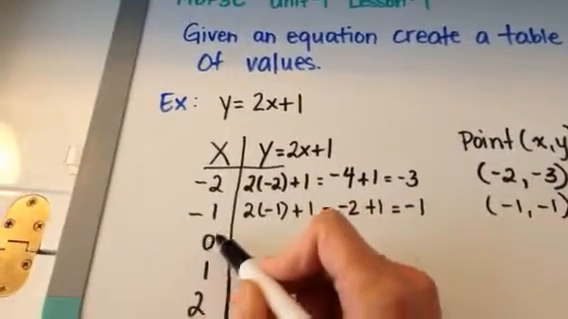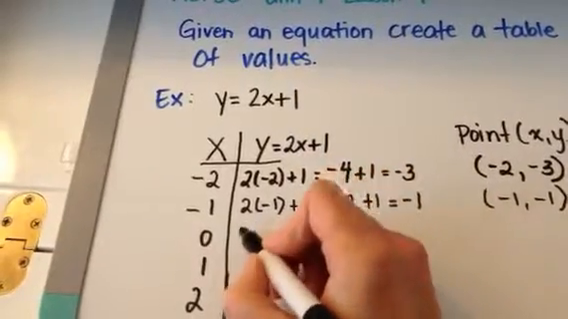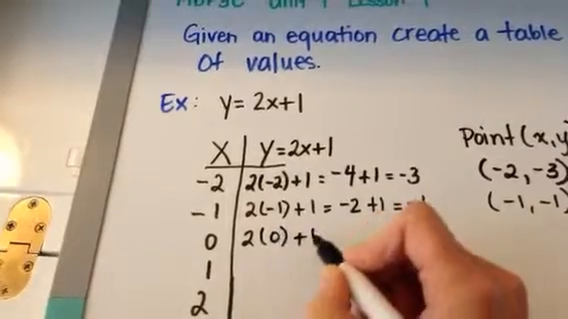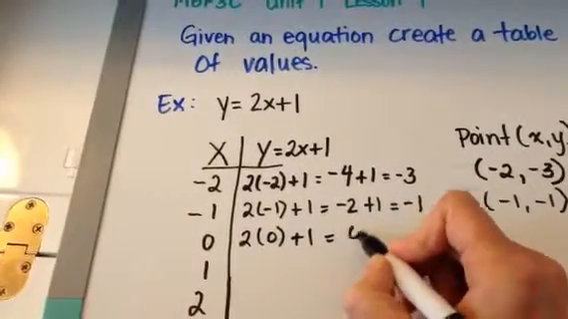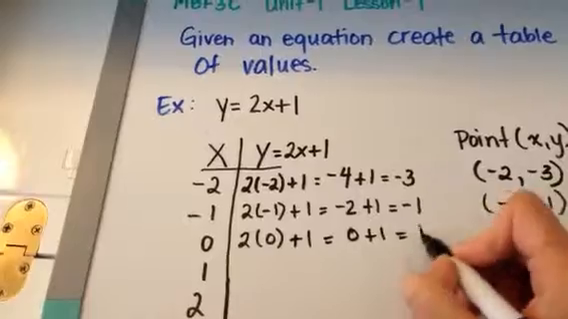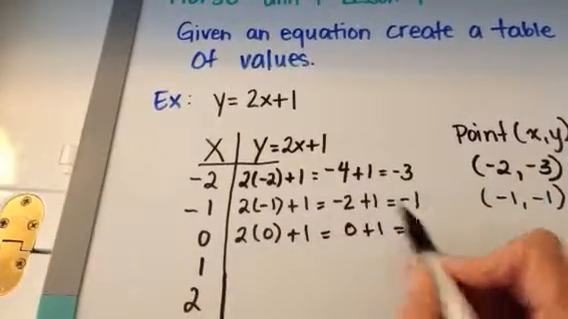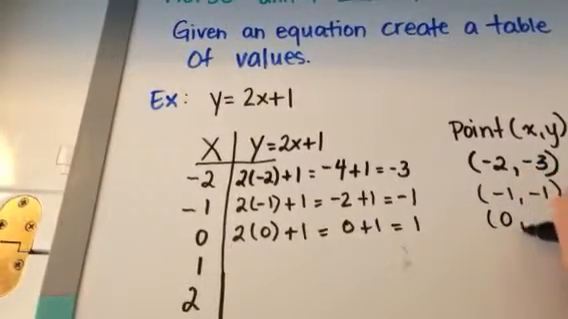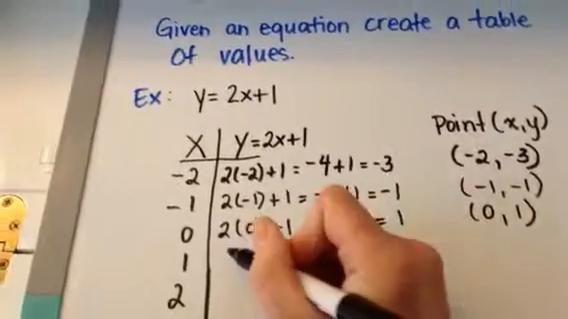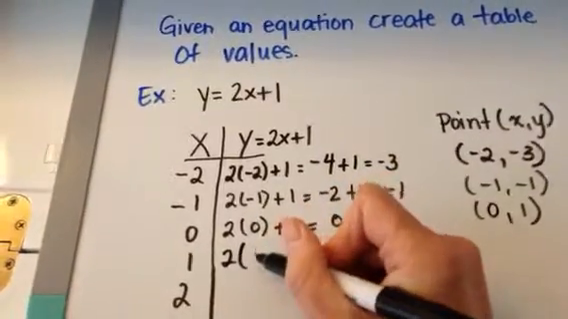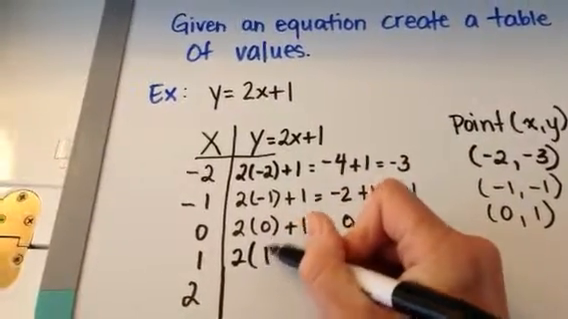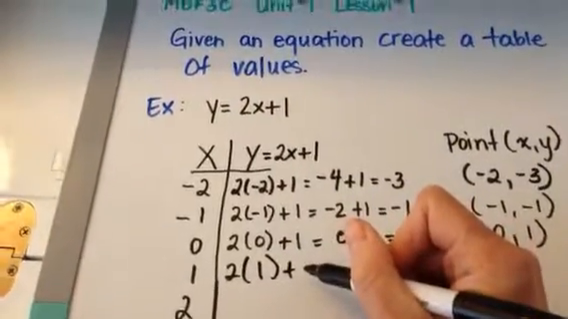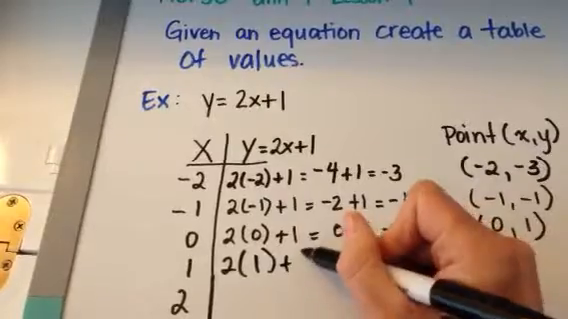And we do it again, this time by putting 0 in. So 2 times 0 plus 1. 2 times 0 is 0, plus 1 is 1. So again, we have another point. Our x value is 0, which means our y value is 1. And again, the more points you pick, the better representation it will be on the graph. I think that about 5 or 6 points is usually a good amount.